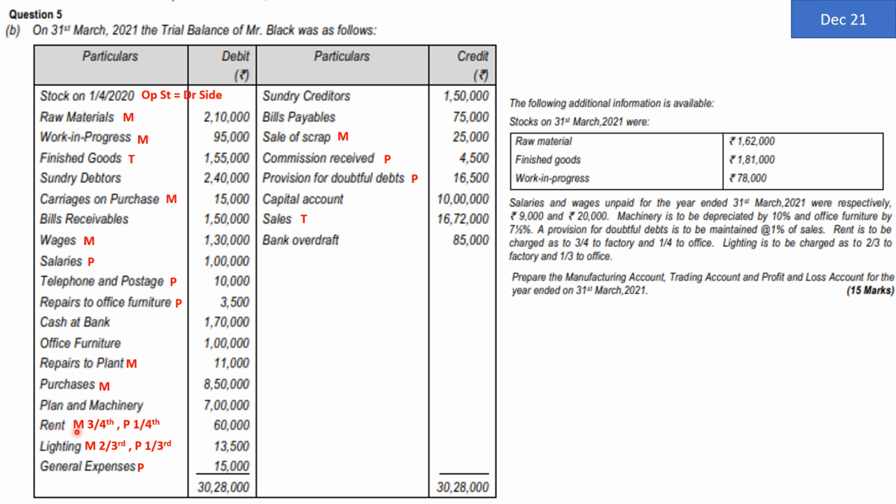Rent, partially to manufacturing account 3/4 and partially to profit and loss account 1/4 as mentioned by the problem. Lighting, partially to manufacturing account 2/3 and partially to P&L account 1/3. General expenses, indirect expenses, so P&L account. Sundry creditors and bills payable, both of them are liabilities, to be ignored. Sale of scrap will go to manufacturing account credit side. Commission received is indirect income, P&L account credit side.